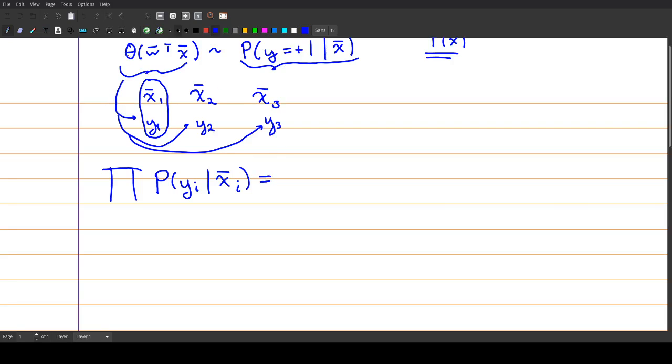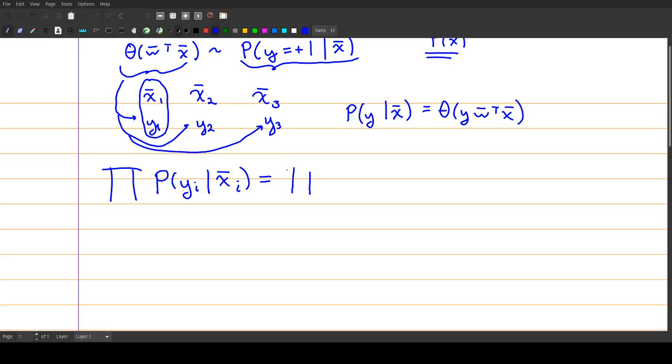Because of this assumption that theta of this dot product is a model for this expression, remember what we derived last time. Here this is the probability that y is equal to plus 1, right? And it turns out that the probability of just y given x is equal to theta of y times w transpose x. Why is that true? Go back and watch the first video in this playlist, which does that derivation. I'm just going to use that fact here.